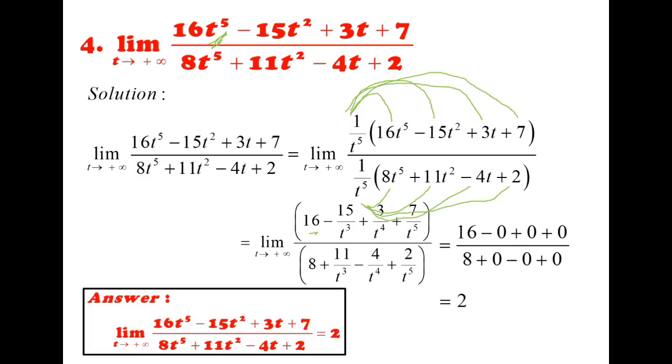So we can now say that the limit of the given problem number 4 is equal to 2, wherein the given limit problem is the limit of 16t to the 5 minus 15t squared plus 3t plus 7, all over 8t to the 5 plus 11t squared minus 4t plus 2, as t approaches positive infinity, is equal to 2. So it's now the finishing part of our given 4 examples.